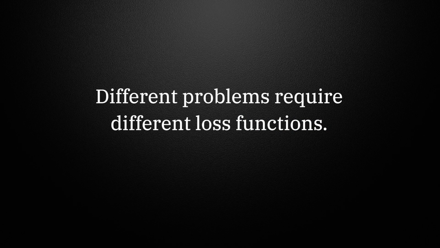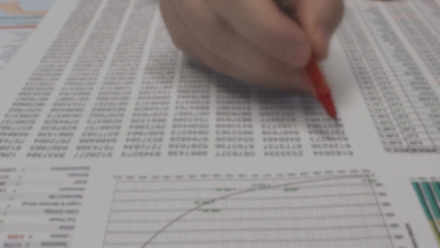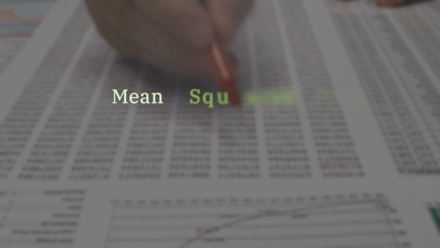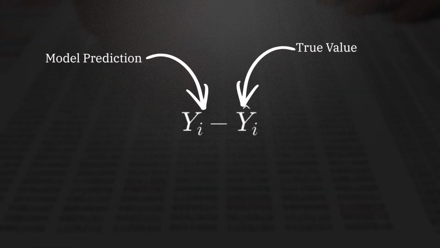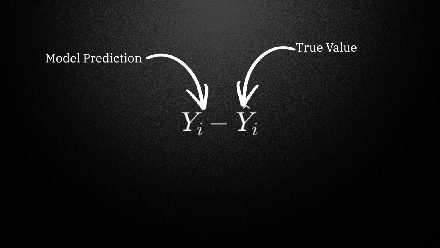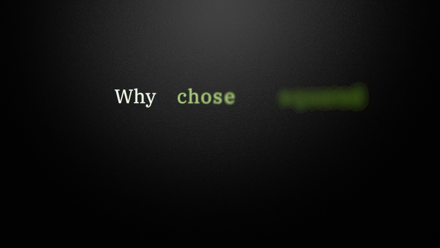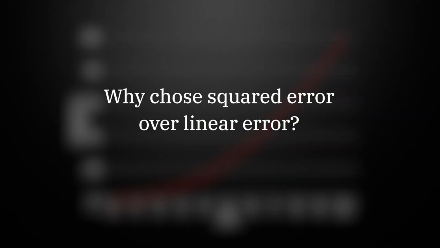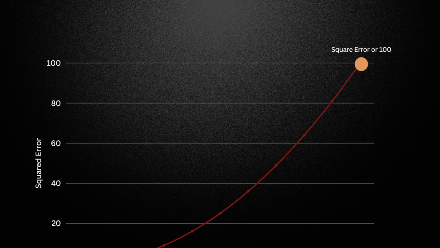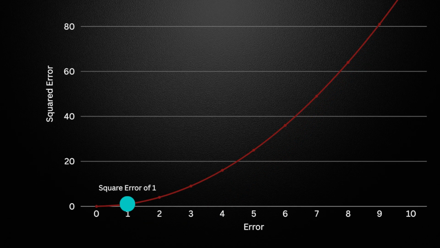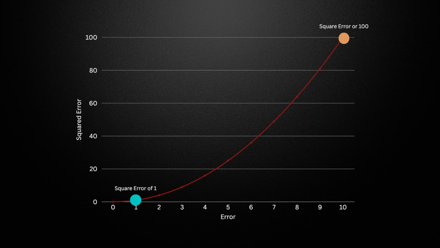Note that different problems require a different kind of loss function. If you're predicting numbers like house prices, we usually use mean squared error. It takes the error, which is the distance between what you predicted and what the actual value is, and then it squares it. Why square it? Well, because that punishes the big mistakes heavily. Being off by 10 is way worse than being off by 1. And squaring it forces the model to fix the big outliers first.